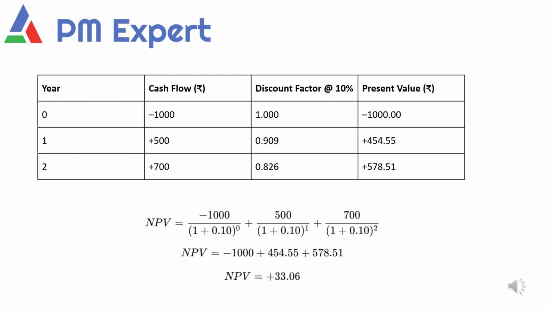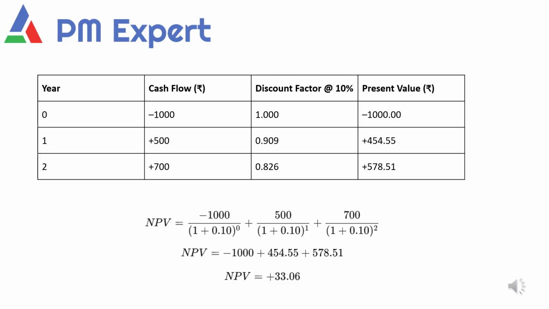Let's break it down. In year 0, we invest rupees 1000. That's already in today's money. In year 1, rupees 500 comes in. But money 1 year from now is worth less, so we divide it by 1.1. That gives rupees 454.55 in today's terms.